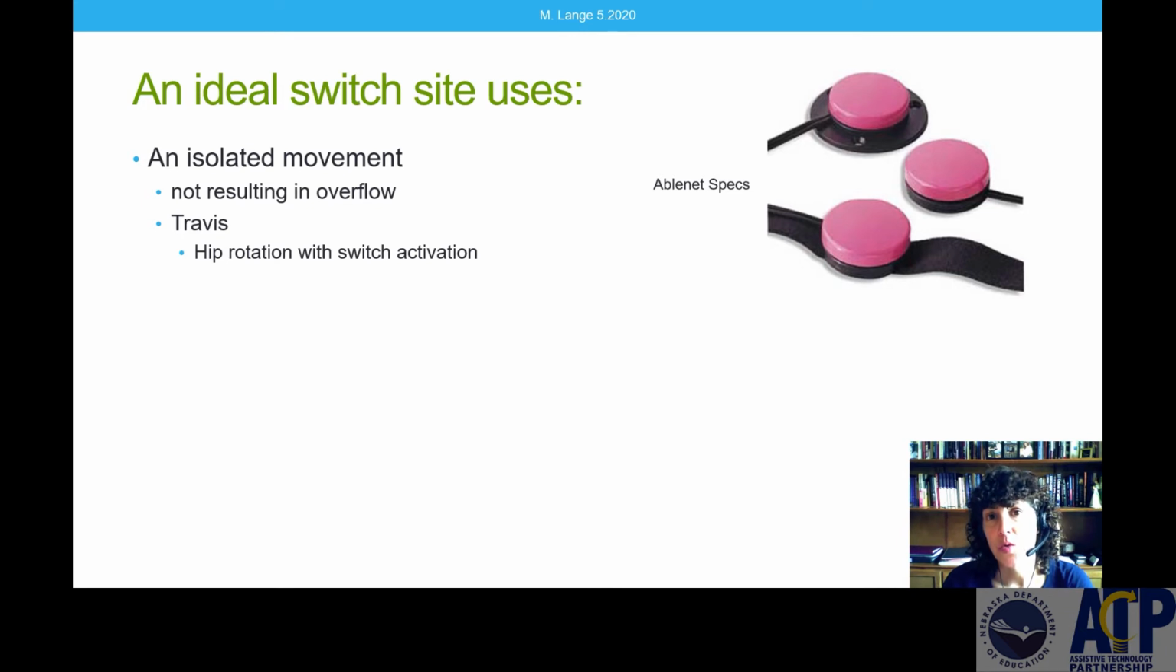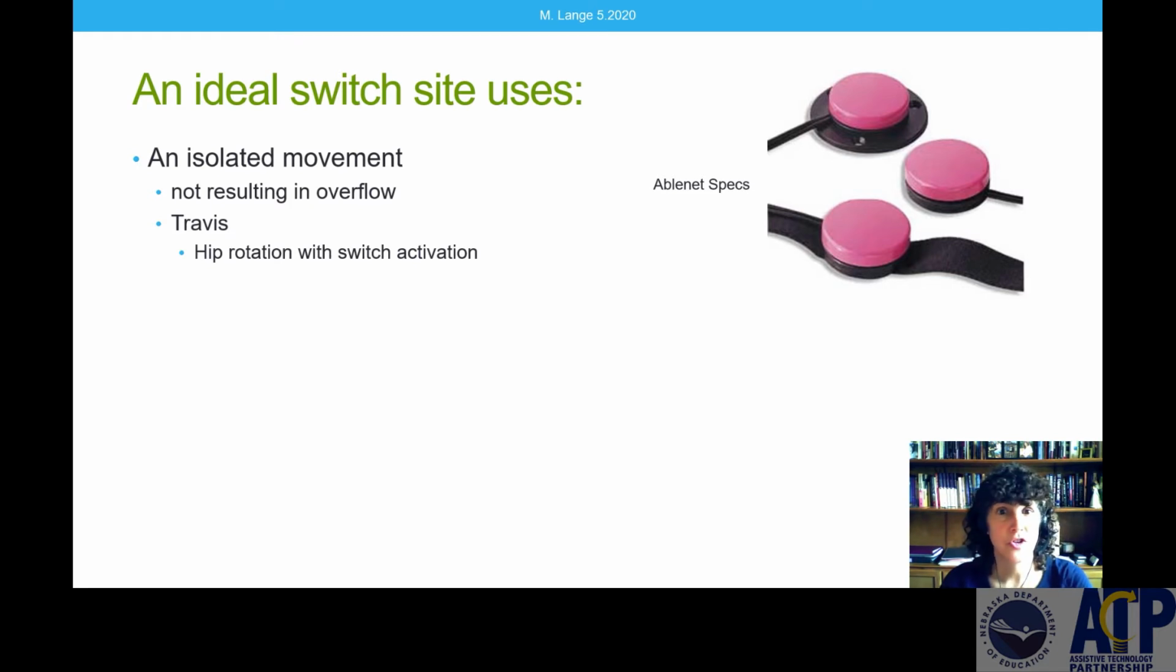Also, an ideal switch site is going to use an isolated movement. Well, what does that mean? That means that I can reach out with wherever the switch happens to be with that body part and access the switch with a discrete movement. I'm not pulling in other movements.